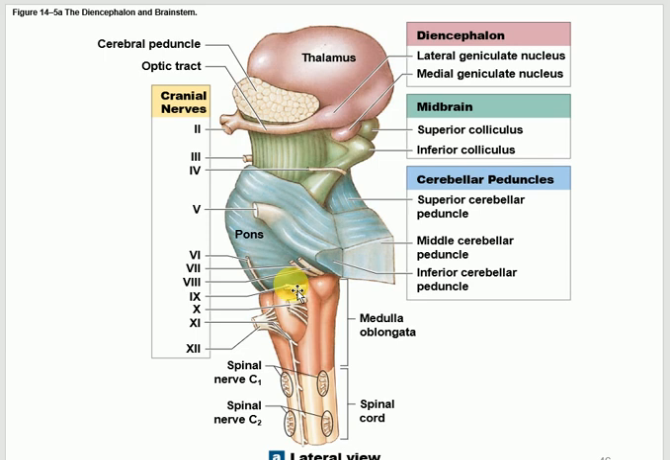How about the second function? Second function is 3, 4, 5, 6, 7, 8, 9, 10, 11, 12. So how about cranial nerve 1 and 2? No, this is something else. It's not related to those. So 1 and 2 by themselves. We will talk about it. But the rest, the other 10, are arranged in 3, 4, 5, 6, 7, 8, 9, 10, 11, 12.